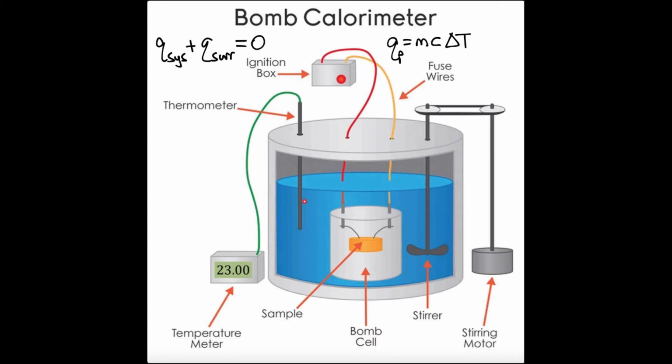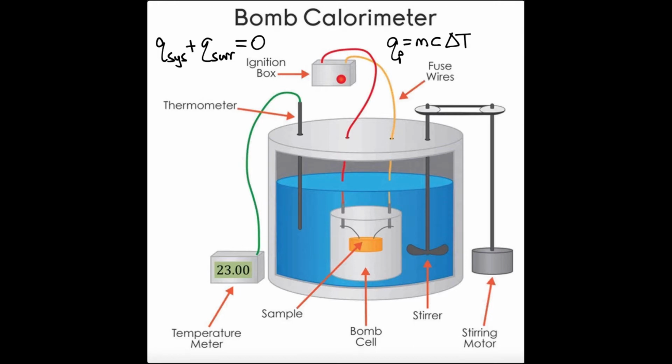And then we simply monitor the temperature over time. So by pushing this button, we could ignite our sample. The combustion reaction would then proceed, eventually heating up the water on the outside, and we measure our temperature change. And after applying the first law of thermodynamics, we can then determine exactly the energy that was transferred out of this particular system.